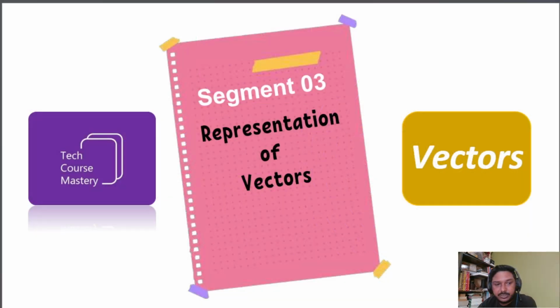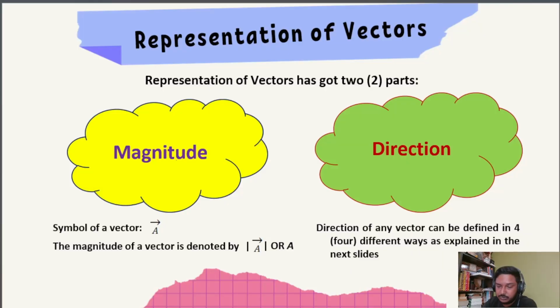So now the most important part, which is called the representation of vectors. Now to have the representation of vectors, we need to focus on two things. Firstly, the magnitude of the vector, and secondly the direction of the vector. So first let us focus on the magnitude of the vectors.